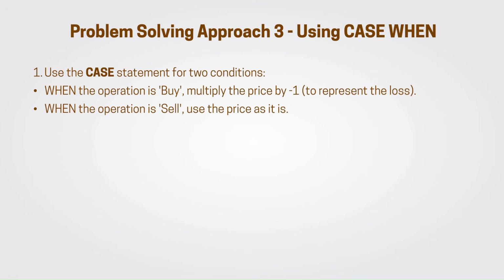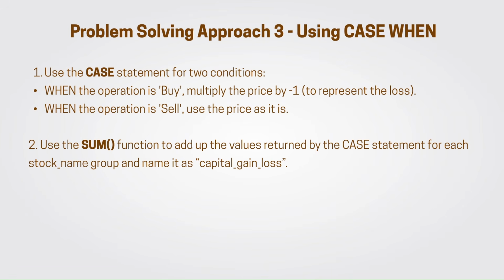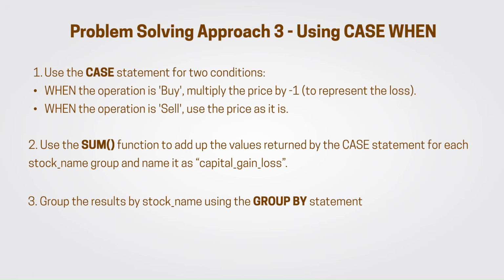Okay. Now in step 2, you will use the sum function to add up the values returned by the case statement for each stock name group and name it capital gain or loss. In step 3, you will simply group the results by stock name using the group by statement. And finally, you can order by capital gain or loss in descending order using the order by clause along with the descending keyword.